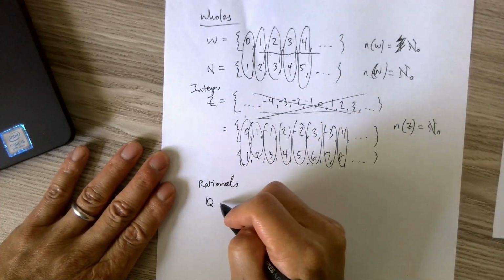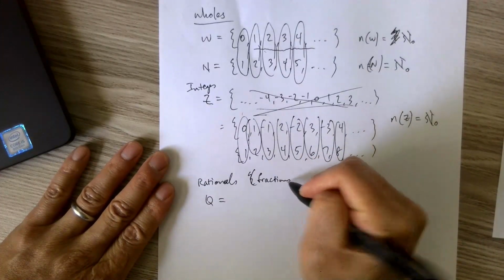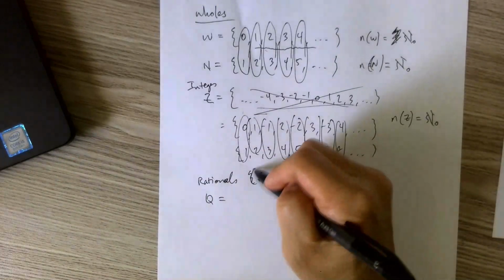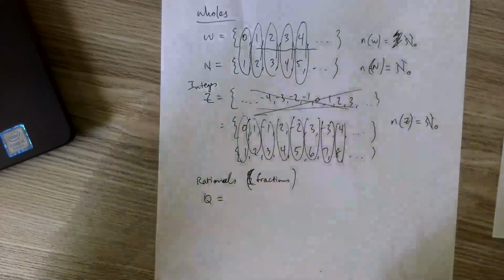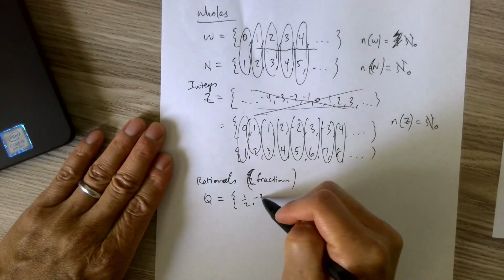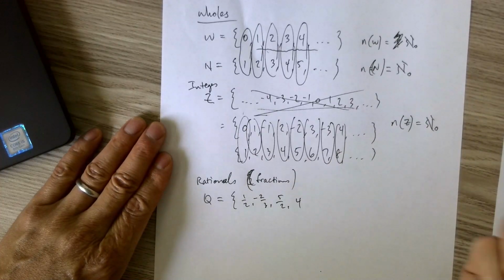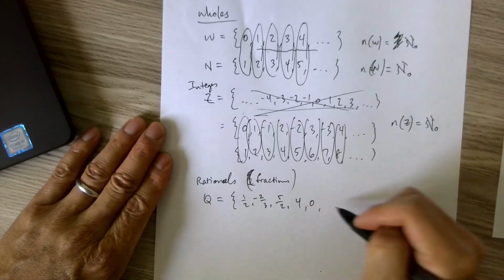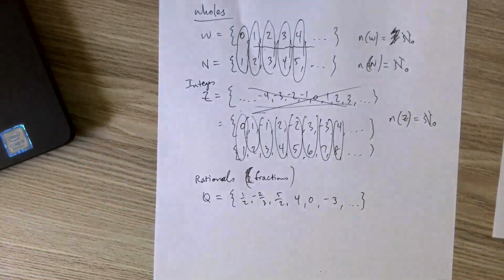Rationals, abbreviated Q. Rationals are fractions, which includes decimals, percentages, because all of those can be written as fractions, right? So we're talking 1/2, -2/3, 5/2. Whole numbers can be written as fractions, so whole numbers are included. Any integer is included, and so on. Now this is rather hard. How do you list rationals without skipping any?